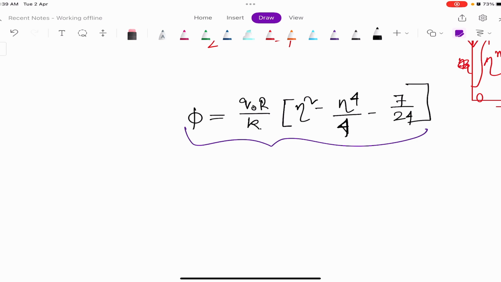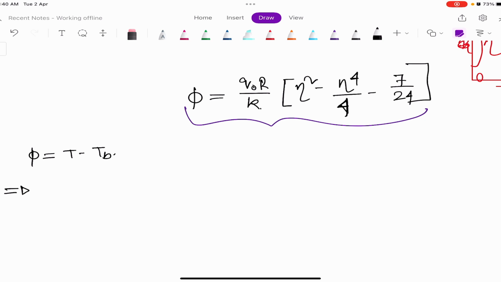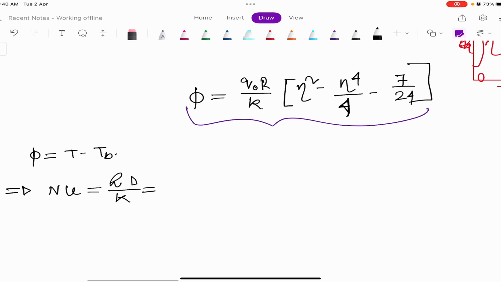So now what can we do? This is the phi, and phi is equal to T minus Tb. Now we have to find the Nusselt number. So Nusselt number is what? H into d by k, right? So H is equal to q wall.